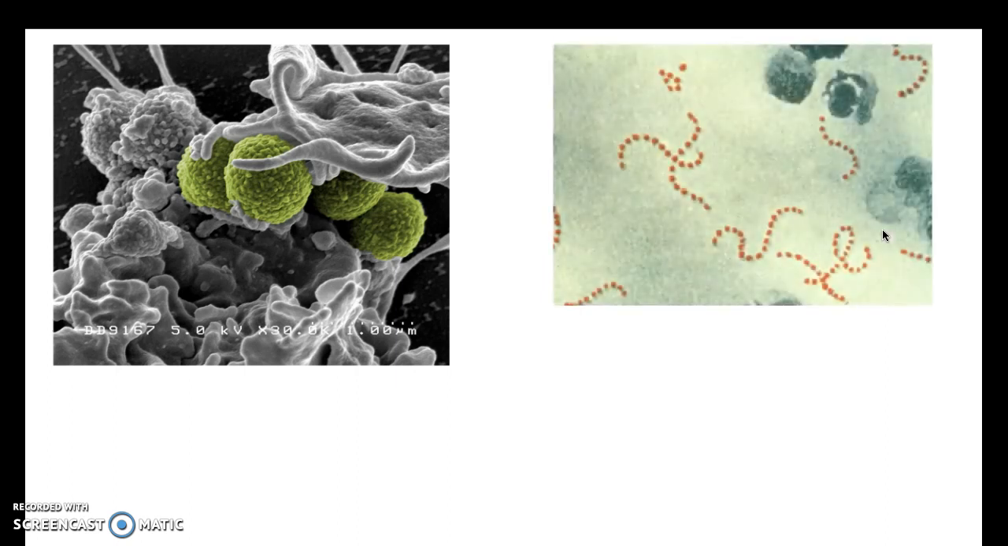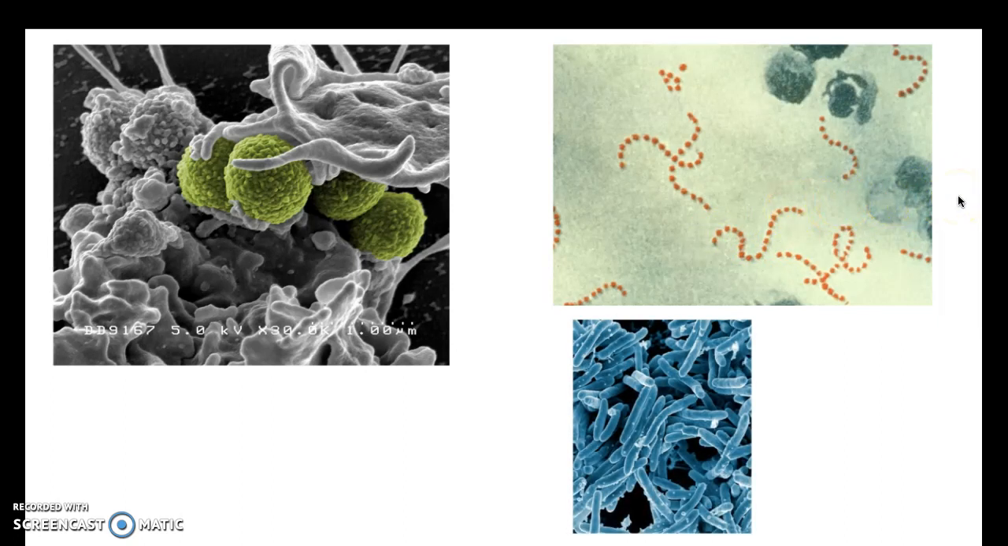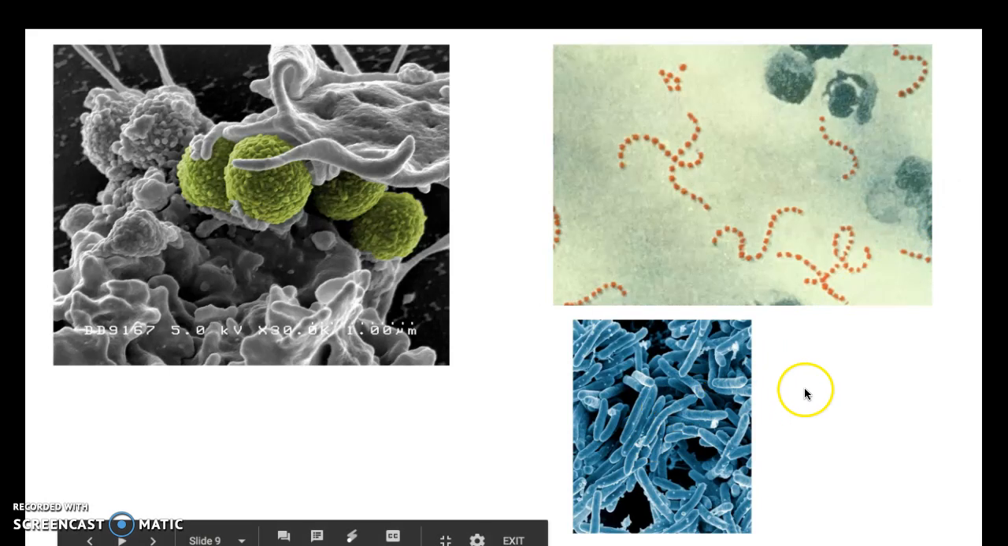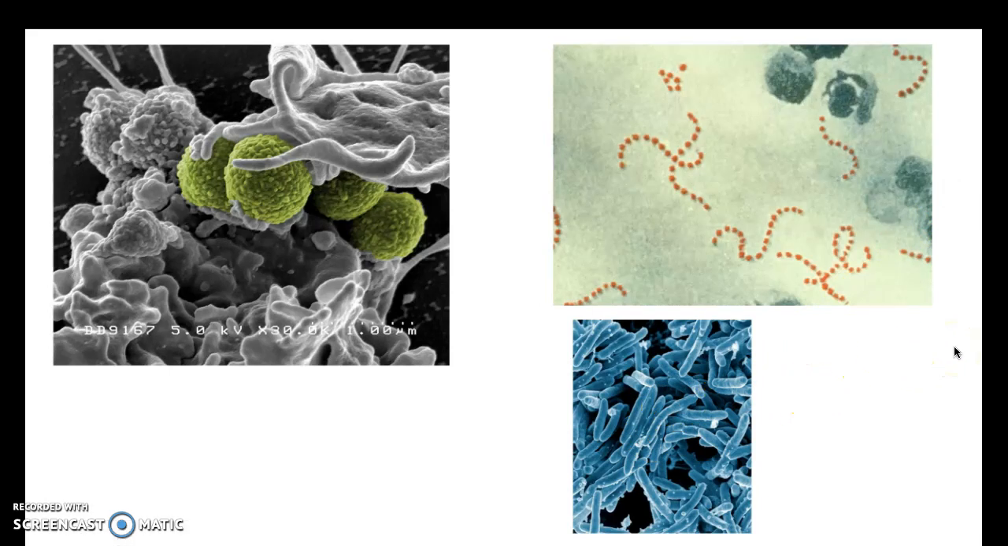All right, here is the strep throat bacteria. It's not necessarily a colony like this green one, but it starts to form these long chains. So when you get a strep test and they swab your throat, if these little strands start to grow, that is strep. And this one right here is tuberculosis. Again, it's growing in those long colonies of bacteria.